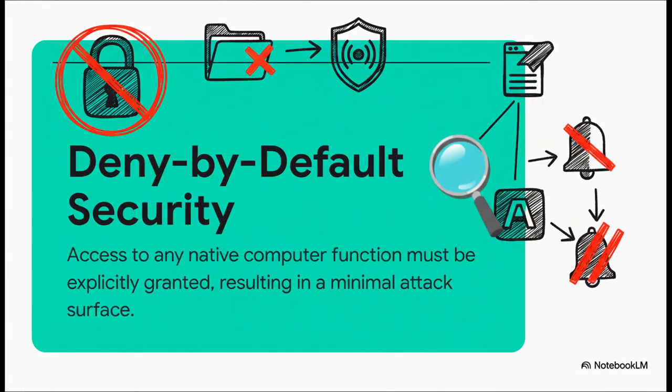Tauri also comes with a security-first mindset. It operates on a deny-by-default model. So what does that mean? It means your app can't do anything dangerous, it can't read a file, it can't send a notification, unless you, the developer, explicitly give it permission. This just massively shrinks the potential attack surface right out of the box.